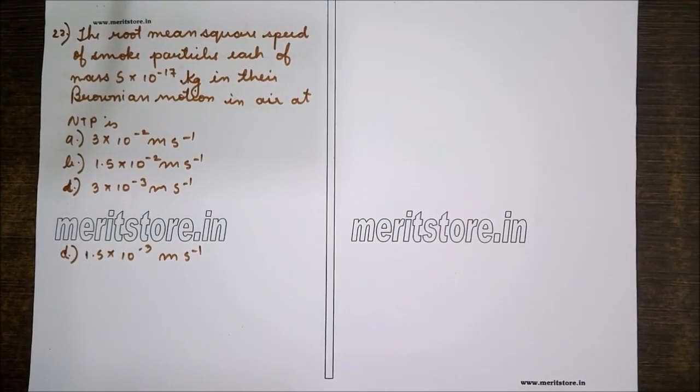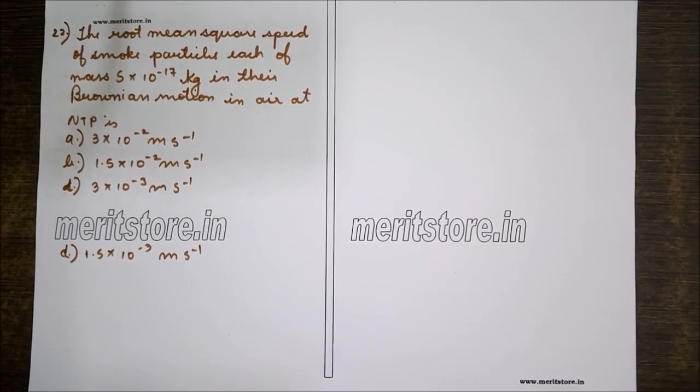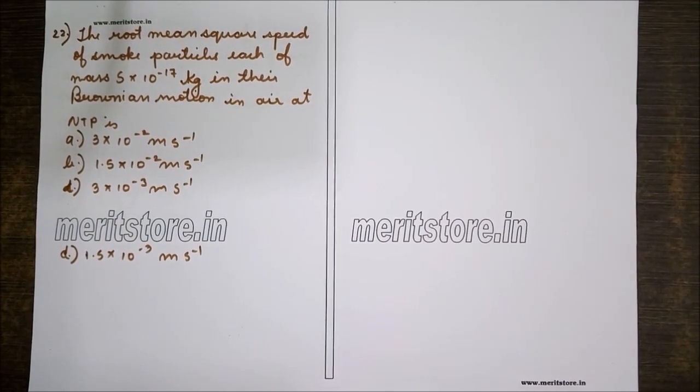The root mean square speed of smoke particles, each of mass 5 into 10 raised to minus 17 kg, in their Brownian motion in air at NTP is, the options given are 3 into 10 raised to minus 2 meters per second, 1.5 into 10 raised to minus 2 meters per second, 3 into 10 raised to minus 3 meters per second, and 1.5 into 10 raised to minus 3 meters per second.